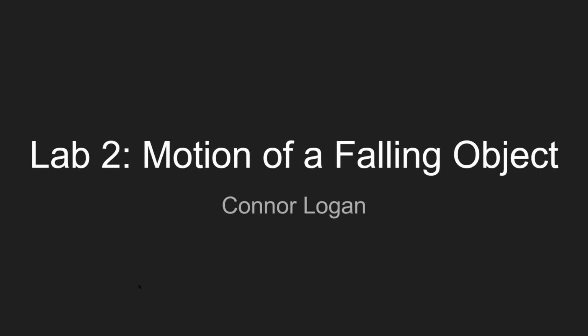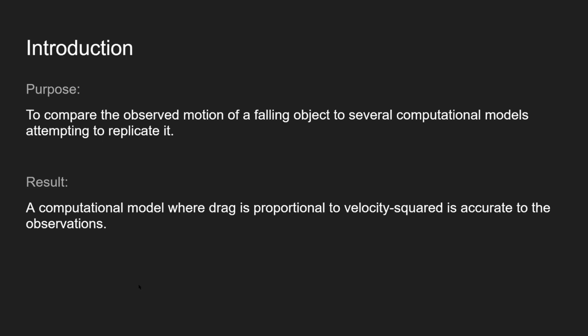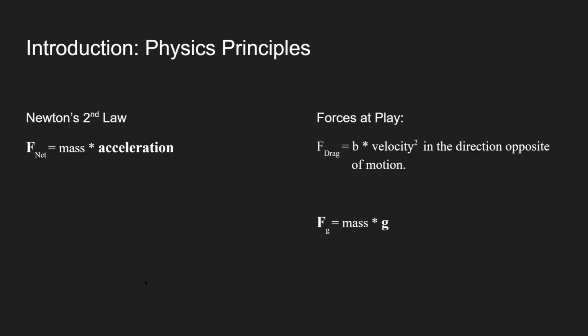This is Lab 2, Motion of a Falling Object by Connor Logan. The purpose of this lab is to compare the observed motion of a falling object, and crucially a falling object with some non-negligible amount of drag, to several computational models that are attempting to replicate this motion. The result of this lab is that a computational model where drag is proportional to velocity squared is pretty accurate to the observations we see in the real world.